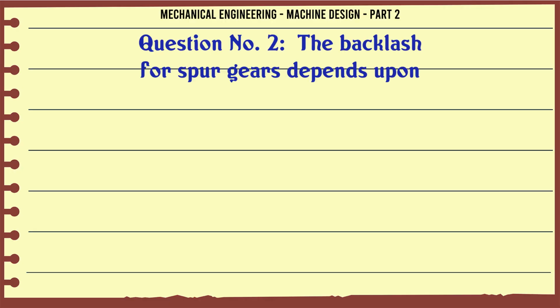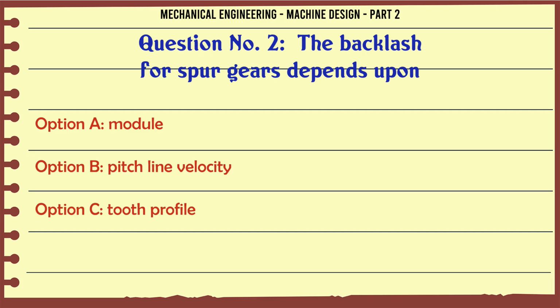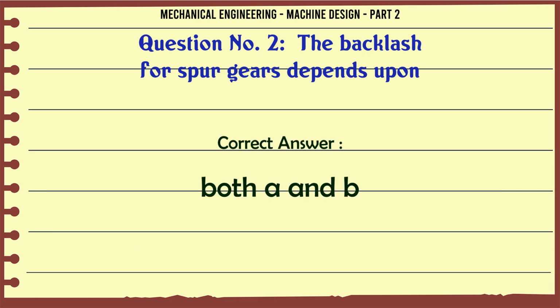The backlash for spur gears depends upon A. Module, B. pitch line velocity, C. tooth profile, D. both A and B. The correct answer is both A and B.